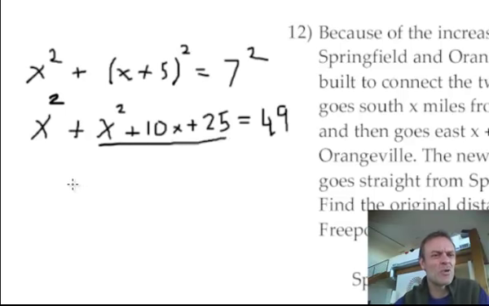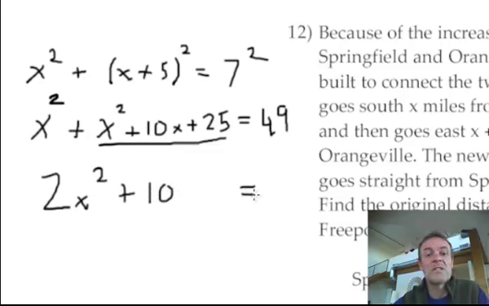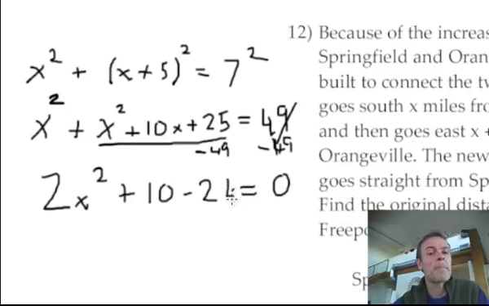Right, let's tot all this up. X squared plus x squared is 2x squared. I've got a 10x. Now then, if I want this equal to 0, which is how you're supposed to have it, remember, I'm going to have to take away 49 from both sides. Take away 49, okay? What's 49 take away 25? 24, so minus 24. Okay?